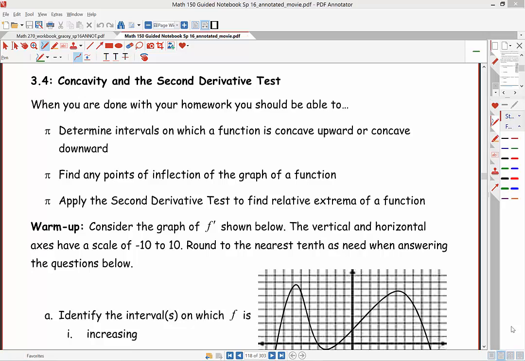Today we will be covering section 3.4 from the Larson and Edwards Calculus text. So go ahead and get ready because, drumroll please, today we'll be determining intervals on which a function is concave upward or downward. We're going to learn how to find points of inflection of the graph of a function, and then we'll learn about the second derivative test, which also finds relative extrema.